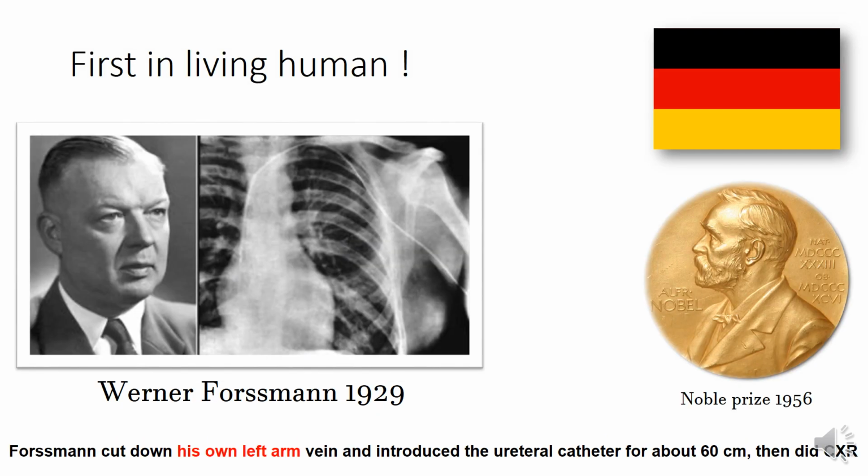Then a brief trial by Dr. Werner Forssmann in 1929 in Germany. For the first time in a living human, Dr. Forssmann performed a cut down in his own left arm cubital vein, and he introduced a urethral catheter about 16 centimeters into his venous system, reaching the heart shadow, and then he did this chest X-ray. Actually, he was awarded the Nobel Prize in 1956 for his initiatives.